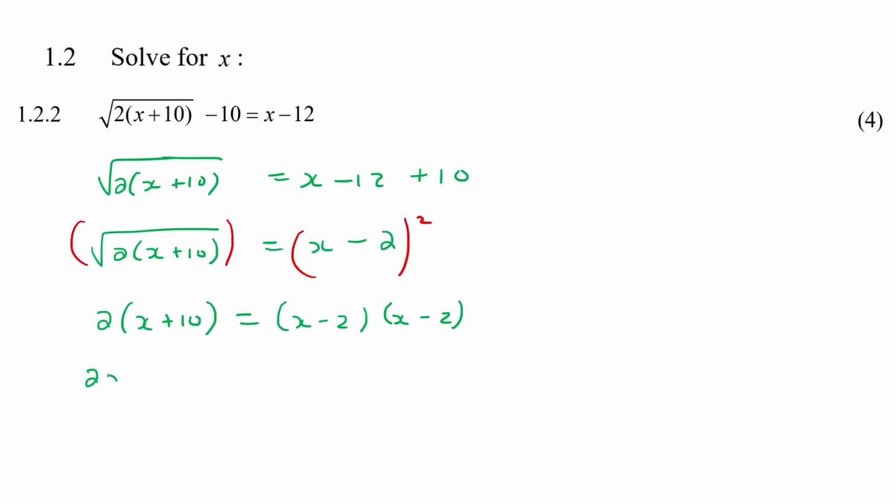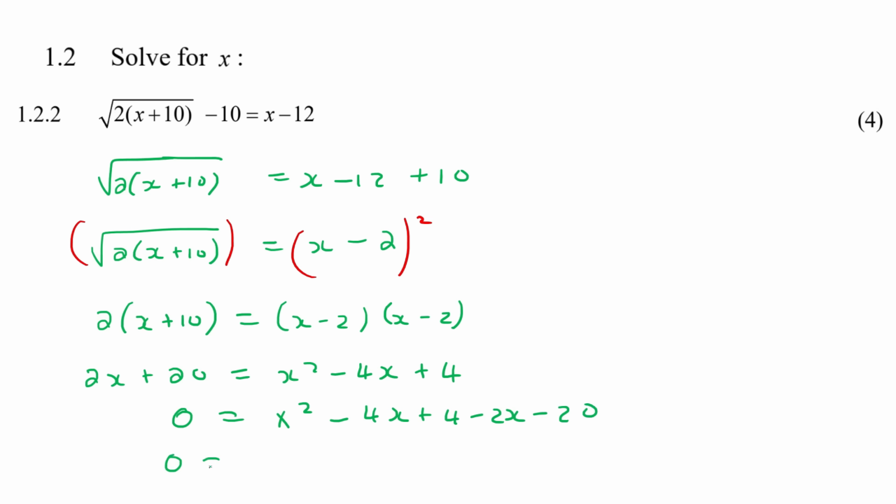And now we're just going to simplify. So 2x plus 20, because I multiplied that in. And then x squared minus, this will eventually become minus 4x plus 4. Obviously, you might say minus 2, but it will eventually become minus 4. I'm going to take everything to the right-hand side. We're going to have that over there. And then we're going to end up with minus 6x minus 16.